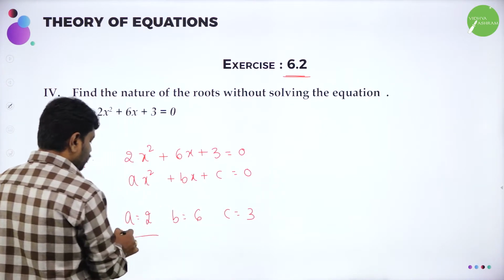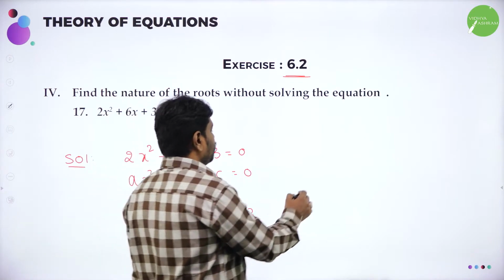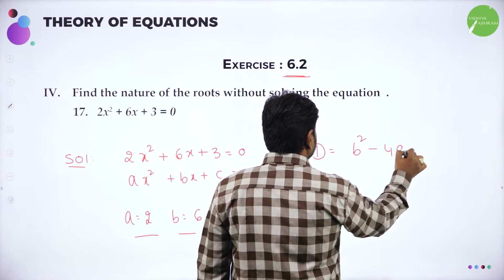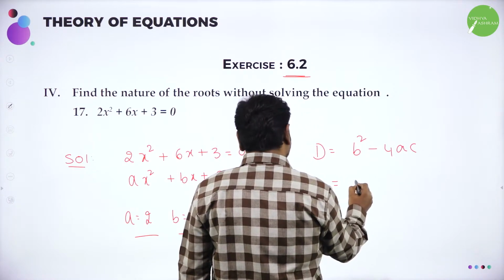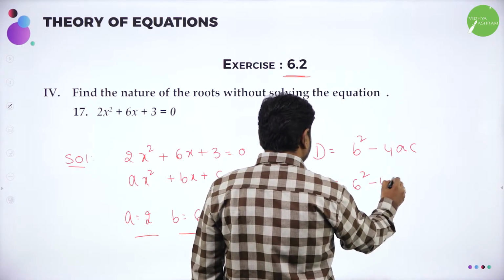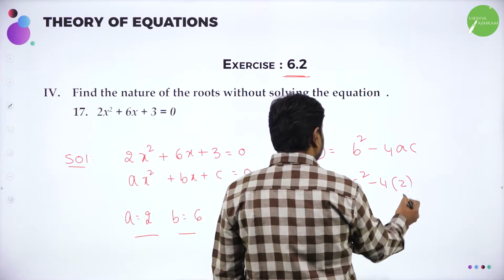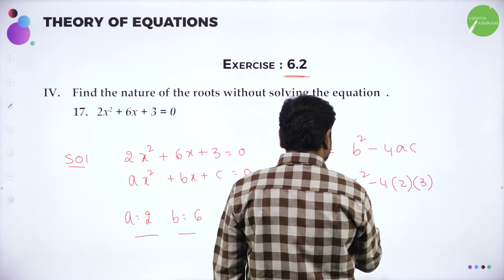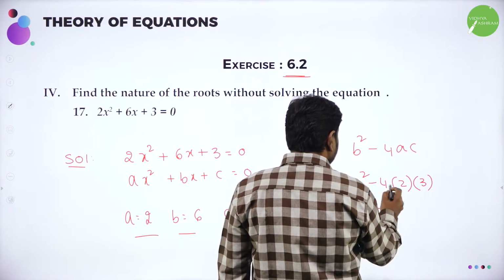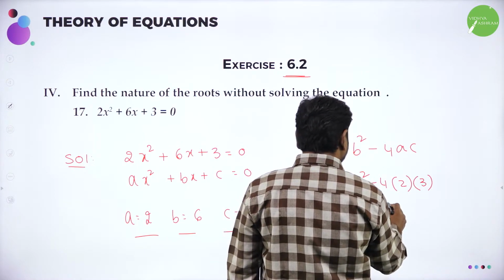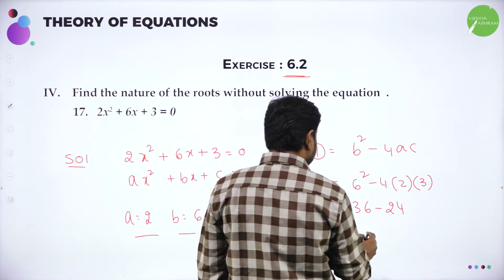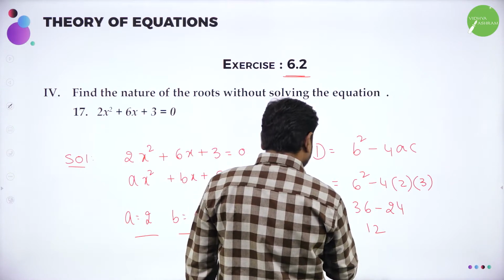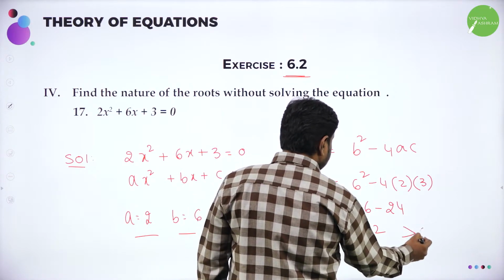Now in the place of a we have 2, b is 6, c is 3. So first you get a, b, c. Then find discriminant. What is discriminant? b square minus 4ac. What is b here? 6 square minus 4 into a into c. What is a? 2 into c. What is c? 3. b square, 6 square, so 36 minus 4 into 2 is 8, 8 into 3 is 24. So we'll get 36 minus 24, which is 12. So discriminant we got 12, which is greater than 0.